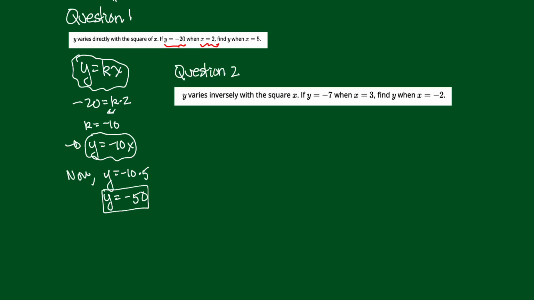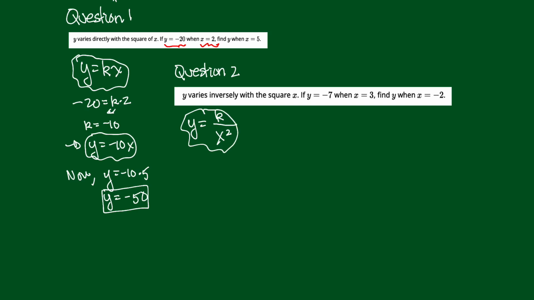Question 2, y varies inversely with the square of x. So let's translate that. As soon as I see inversely, I'll draw a fraction bar and put a k on the top. Whatever follows the word inversely goes on the bottom. So the square of x follows inversely, so that's going to go on the bottom. There's our general variation equation.